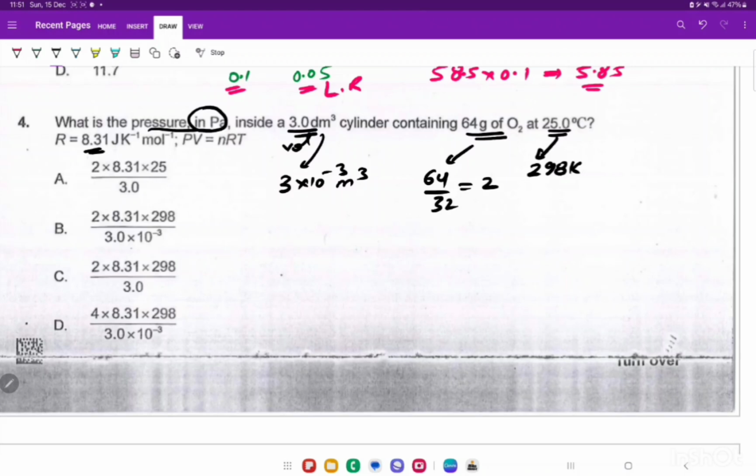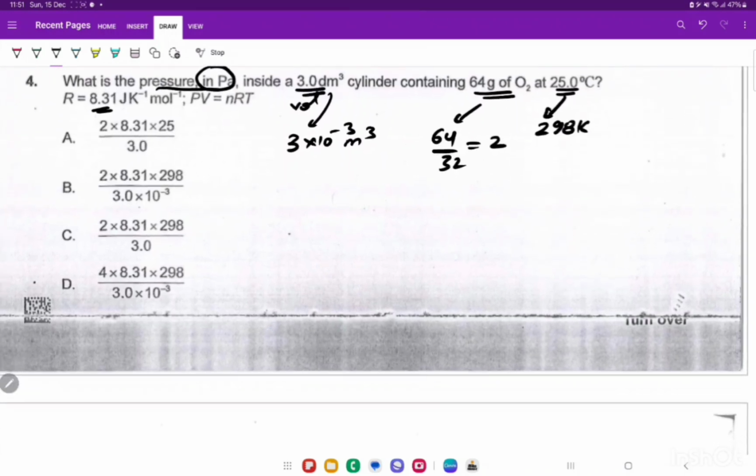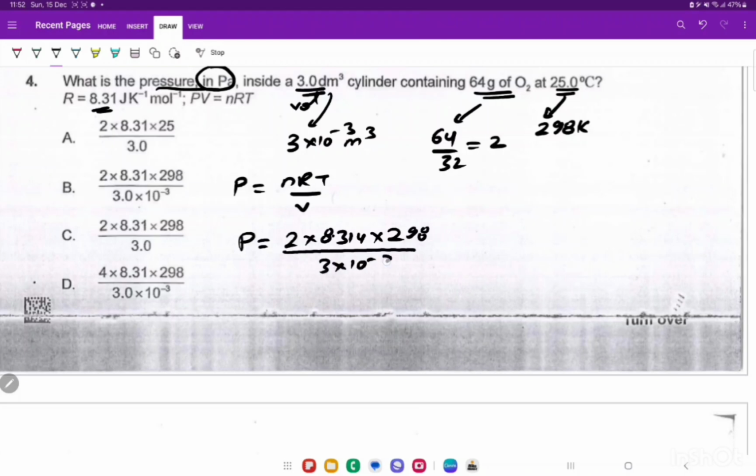Therefore, R equals 8.314 and P equals nRT upon V. So P equals n, which is 2, into R, 8.314, into temperature 298, upon volume 3 into 10 to the power minus 3. That will give you the pressure in pascals. The answer is B. B is the answer for question number 4. Okay, question 5.